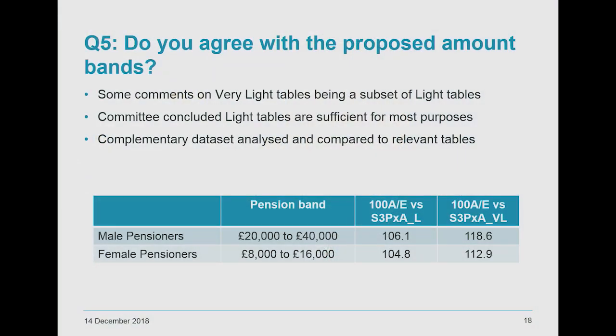So we decided not to change it, but we did produce some additional analysis showing how a hypothetical table between your upper end of your middle band and your lower end of your very light band will look. And as you can see, it's about 5% heavier than the current life tables.